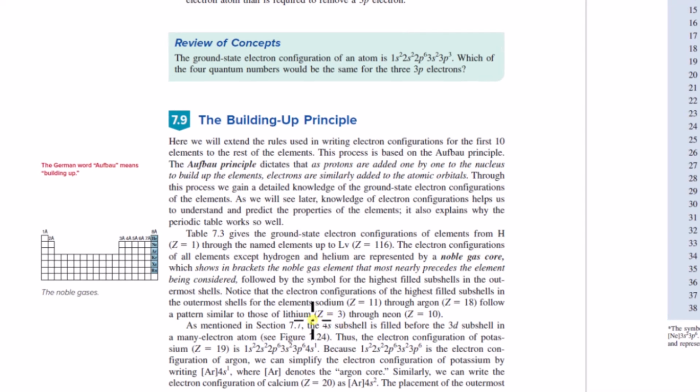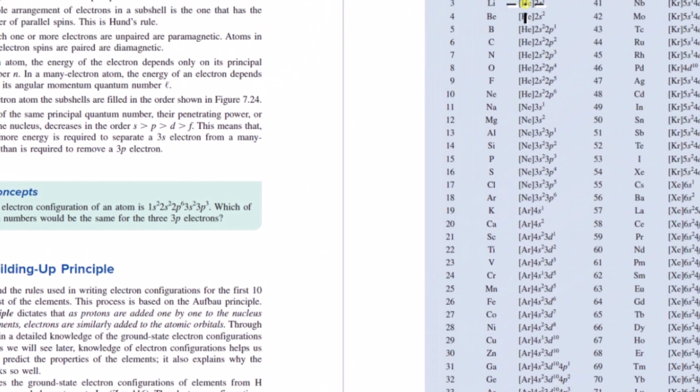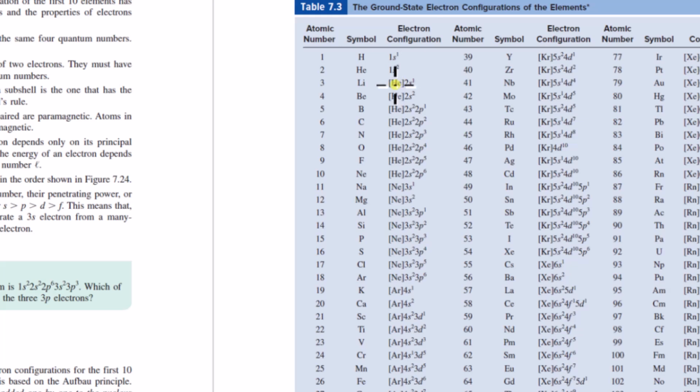It says atomic number 11 through 18 is a similar pattern as 3 through 10. What do they mean by that? So 3 through 10, you're doing 2s1, 2s2, then you fill up the p orbital. And then 11 through 18, it's the same process. You fill up the s orbital and then the p orbital.